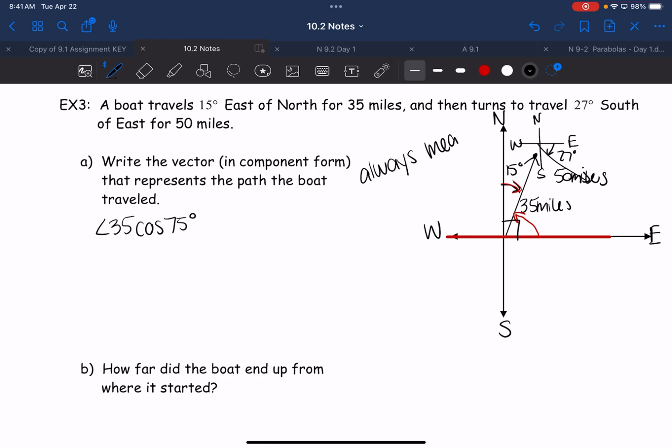Always measure theta from the x-axis. And not only the x-axis, but 0 over here, just like on our unit circle. We always start over on that right side of the x-axis. Okay, so there's our x component. Remember, the y component should pretty much be the same thing, just with sine. So it'll be 35 sine of 75.